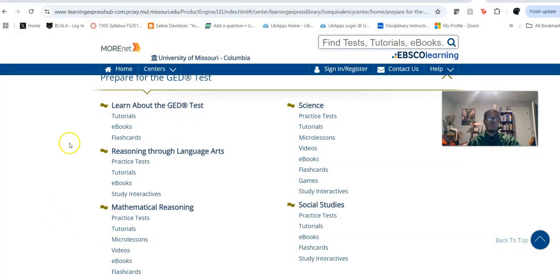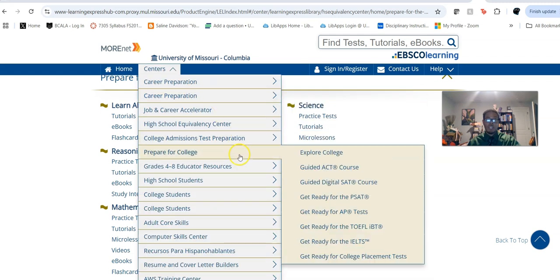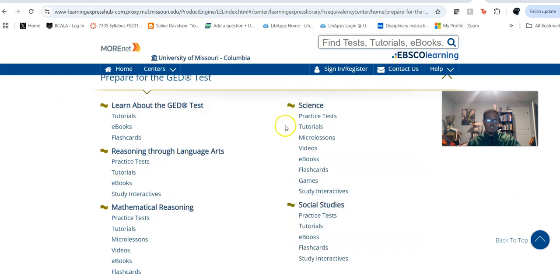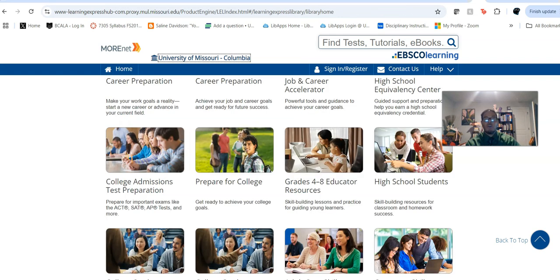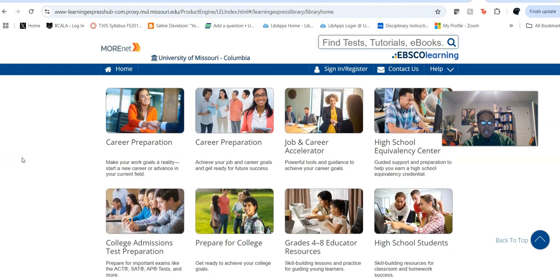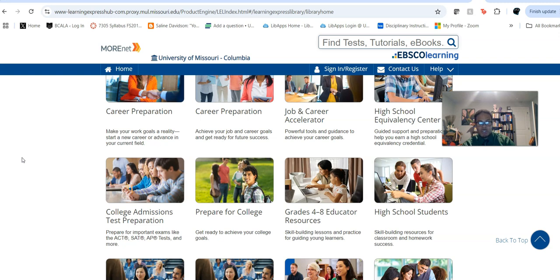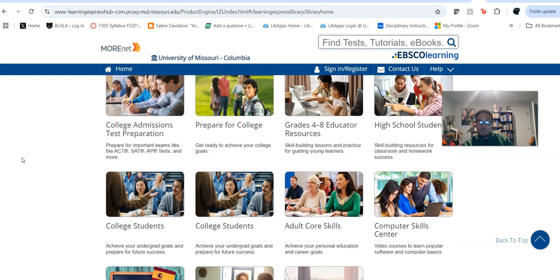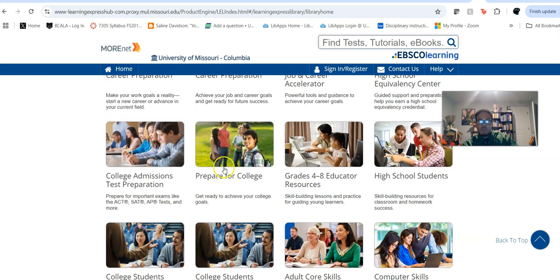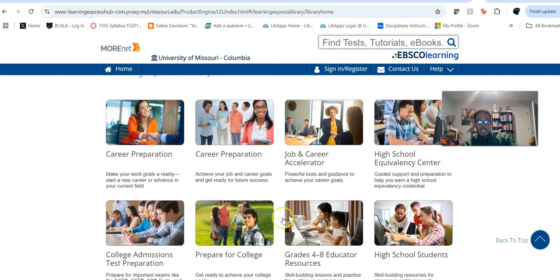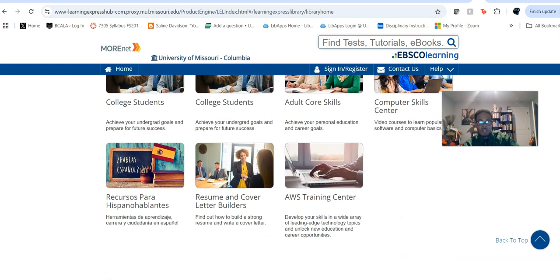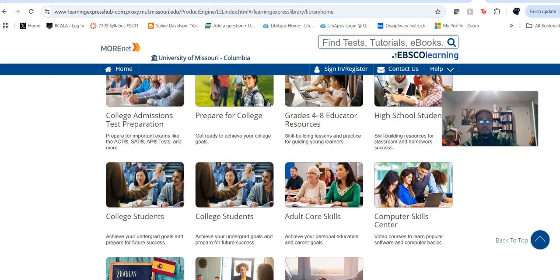So if people need to prepare for the GED, if they are able to access a computer, you can go to the high school equivalency center, and they've got tutorials, micro lessons, videos, flashcards, games, all sorts of stuff to help with the GED as well. Okay, so I hope that you see now that this is something that can be absolutely useful. There are a few more of these that I just want to take a peek into very quickly, so you will see what is going on.